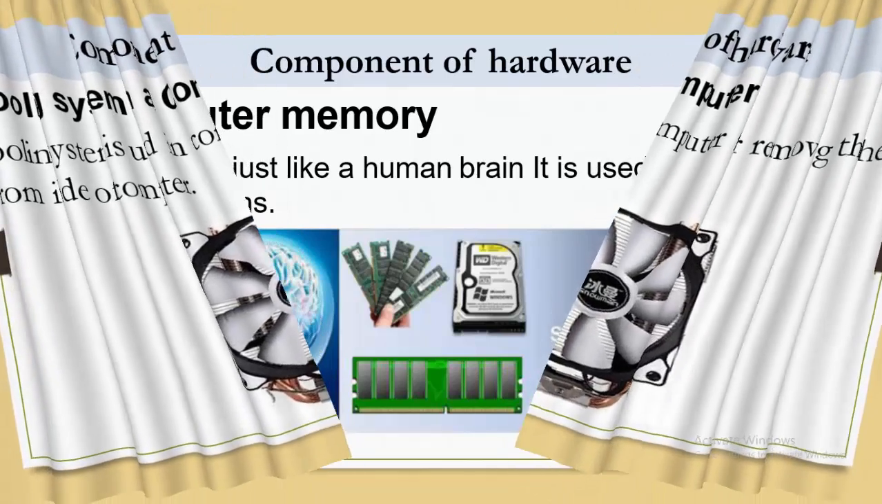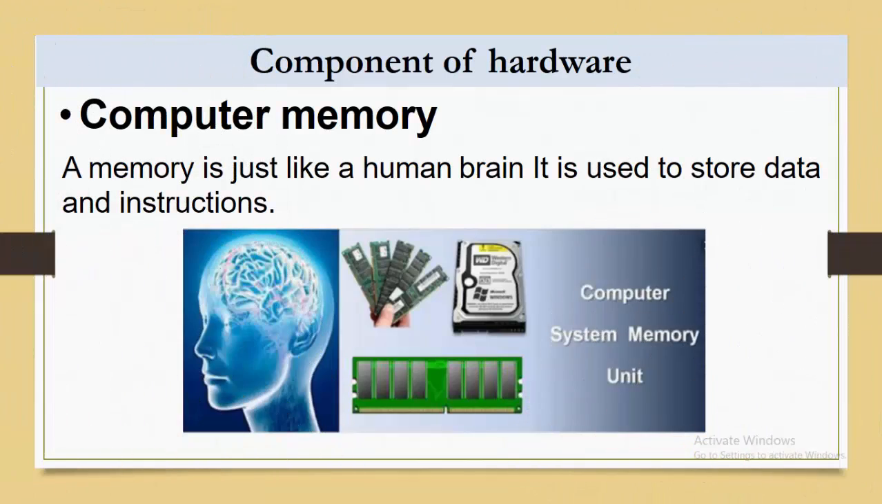The next one is computer memory. Okay, what do you think about this figure? Please send your ideas and your information about this picture in the group. A memory is just like a human brain. It is used to store data and instructions. Computer memory is the storage space in the computer where data is to be processed and instructions required for processing are stored. We will also explain this section in the next chapter. Please don't worry about it.